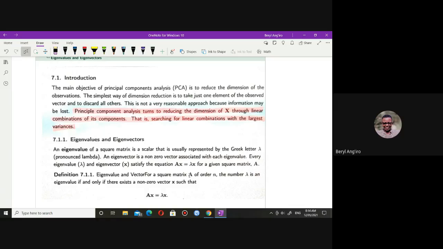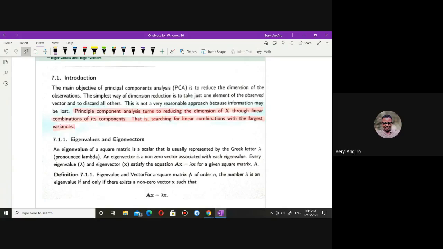The simplest way of dimension reduction is to take just one element of the observed vector and then discard all others. This is not a very reasonable approach because information may be lost. So principal components analysis turns to reducing the dimension of X through linear combinations of its components. So instead of picking only one element and discarding the rest, you reduce the dimension of X through a linear combination of the components of X. That is, you are searching for a linear combination with the largest variance.